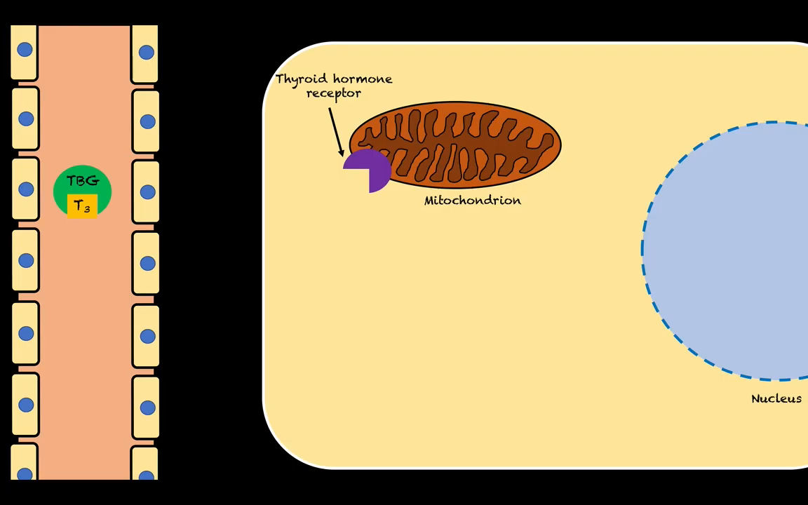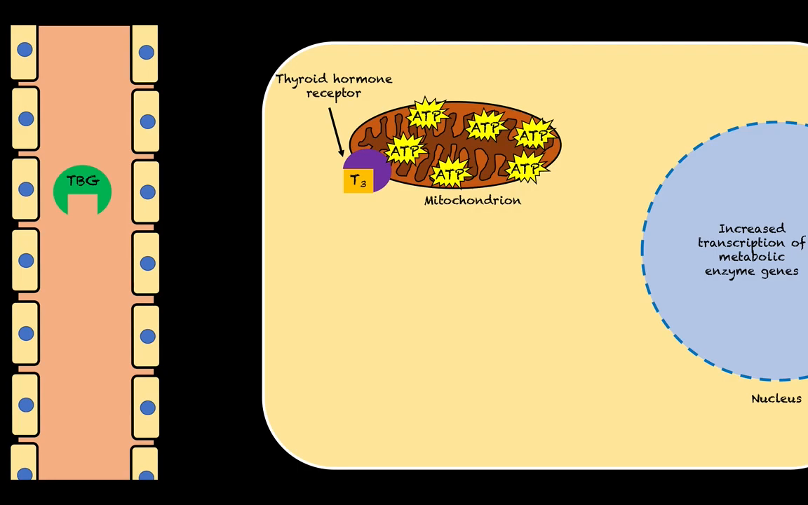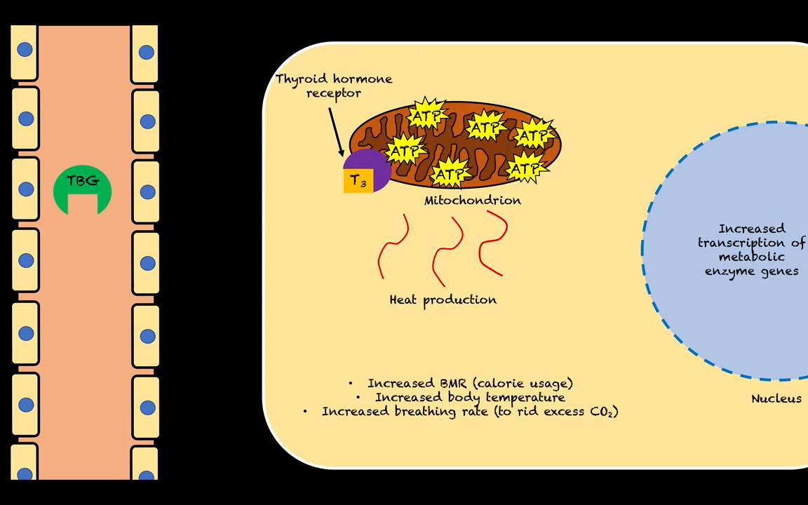So if we take a look at what's going on here, T3, which is being carried by thyroid binding globulin, will be released into its target cell where it will bind to a receptor that is located on a mitochondrion. This will stimulate the mitochondria to ramp up their metabolic activities of producing ATP through cellular respiration. And separately, we will also see increased transcription and translation of metabolic enzyme genes to help speed up this process of producing ATP and also radiating heat outward. So the net effect here is that this will increase basal metabolic rate, increase body temperature, and also increase heart rate and breathing rate in an attempt to rid the body of any excess carbon dioxide that is being produced because of increased flux through the mitochondria.